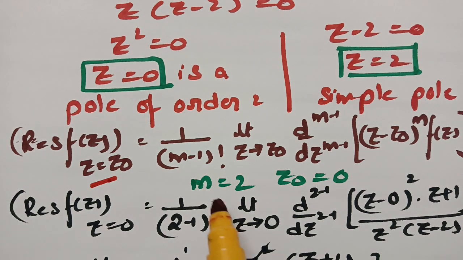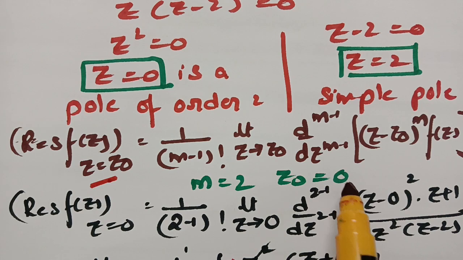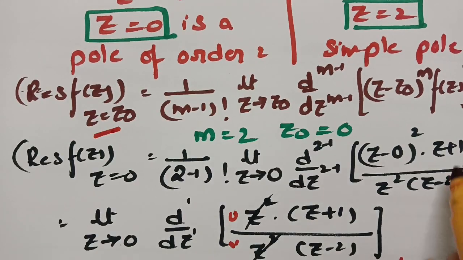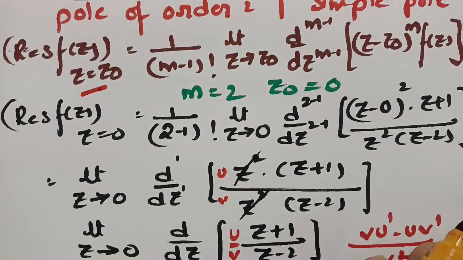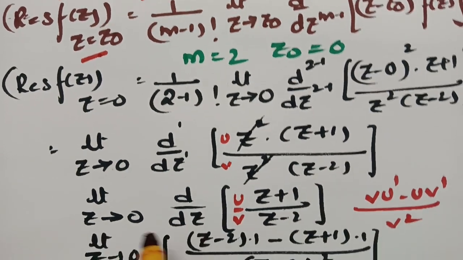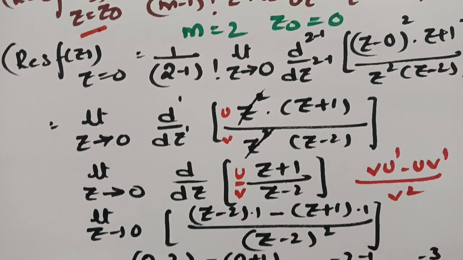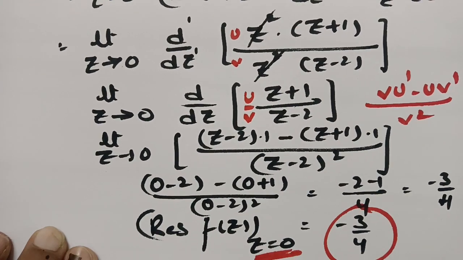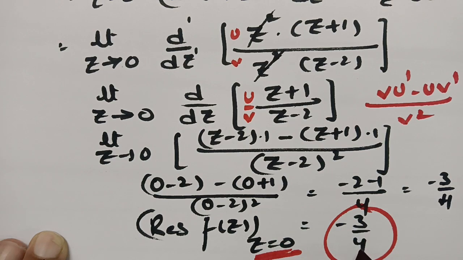So at point z is equal to 0, this is the formula. In this formula, if I keep the order value as 2 and the pole value as 0, and we have the function f of z here, after cancelling z square we have to take the derivative one time and substitute z value as 0, so that we get the residue value of the given function at the pole z is equal to 0, which is minus 3 by 4.